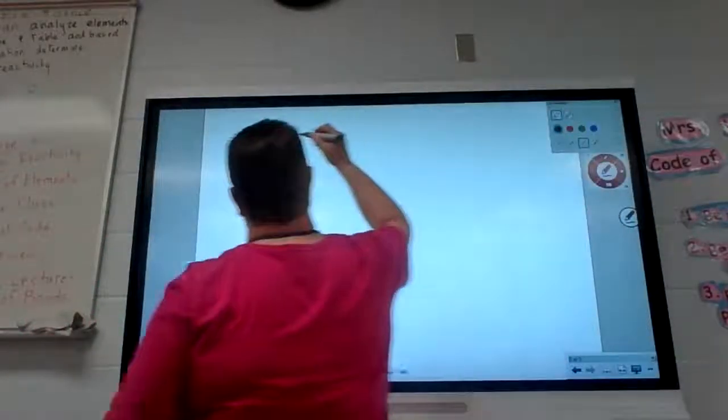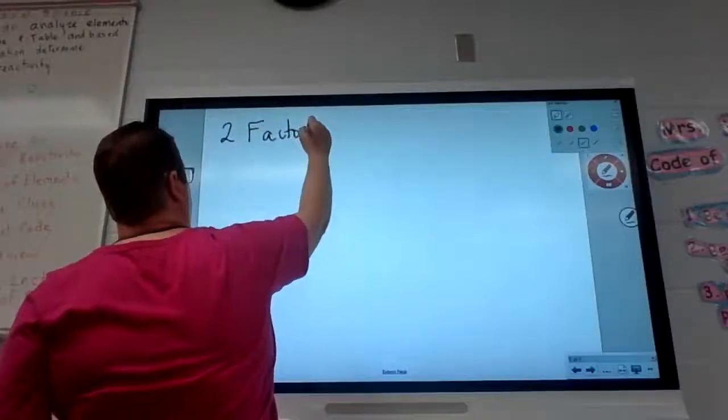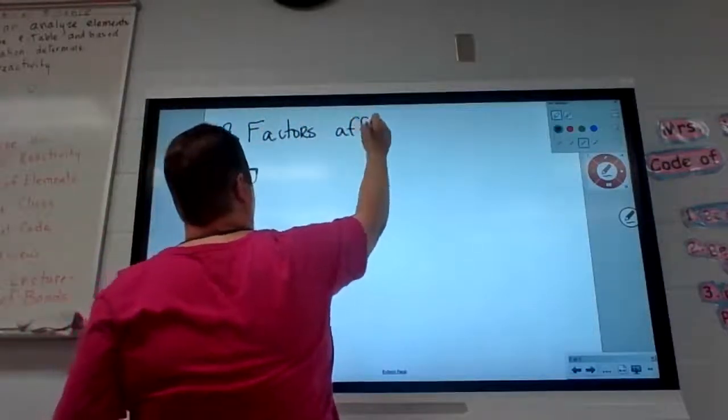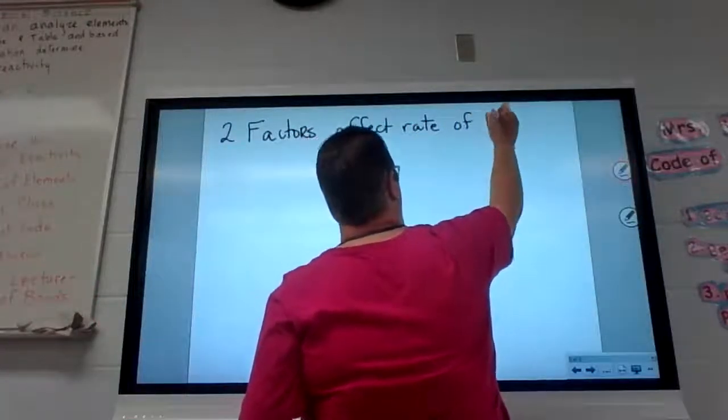Now, we're going to play with that in a second. But before we do that, 2 factors affect the rate of evaporation. That's all.